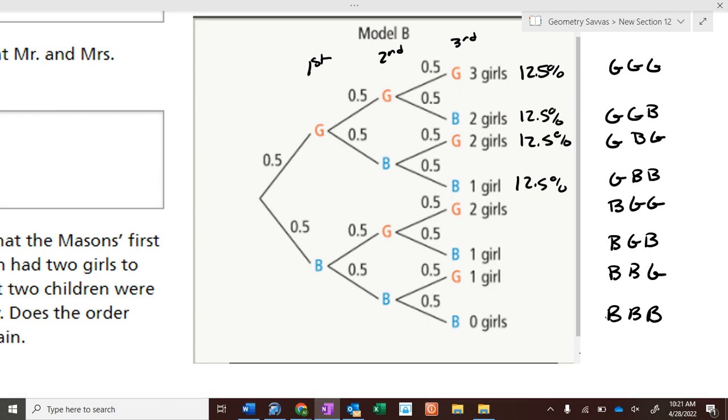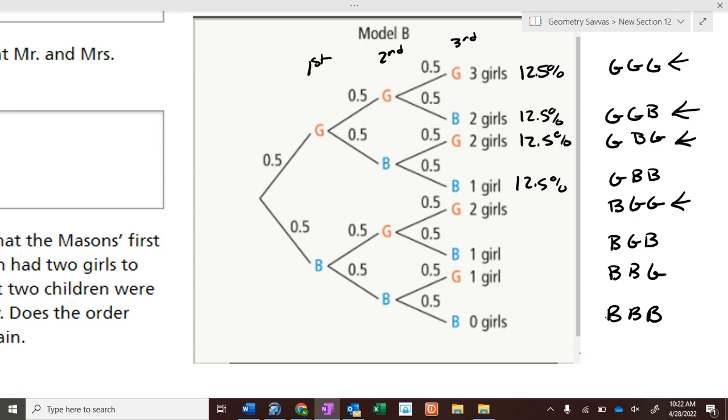So what's the percent probability of having all 3 girls? 12.5%. What's the probability of having at least 2 girls? Whoa. Don't just spit out 12.5%. At least 2 girls. There's 2 girls here. There's 2 girls here. There's 2 girls here. And there's 3 girls there. Because I said at least, not exactly. 50% chance of having at least 2 girls.